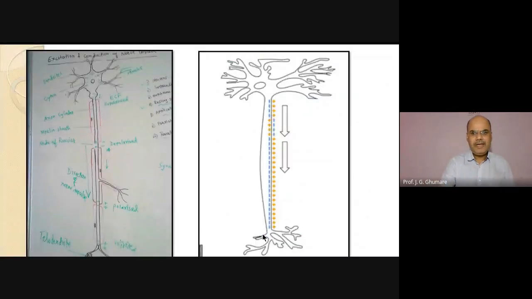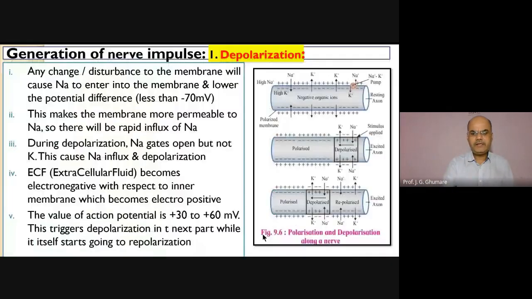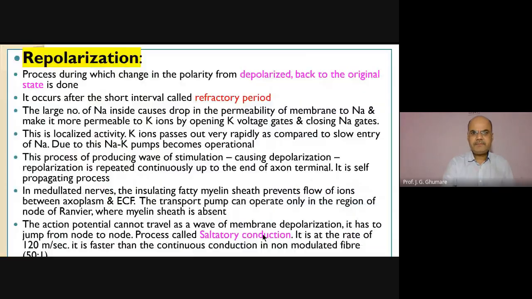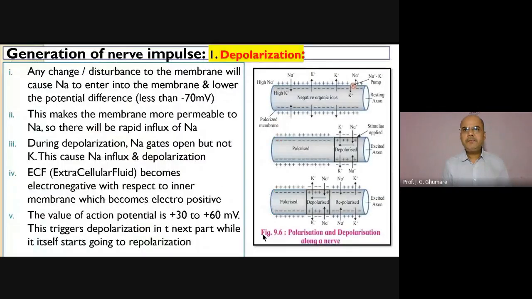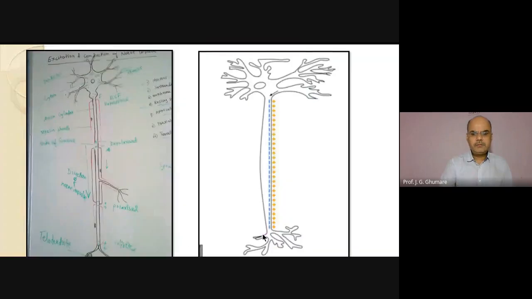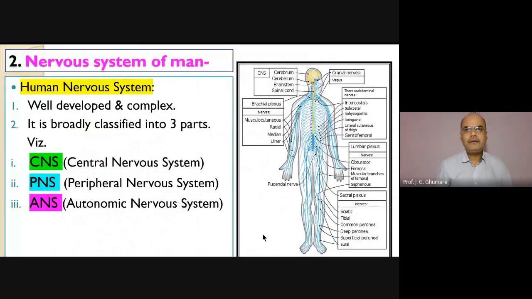Here I am showing, and that way the impulse will travel all the way from the cell body, the cyton, to the telodendria. This situation is called depolarization. And exactly the opposite will take place, where again the situation comes back to negative inside and positive outside. This is called repolarization. Make a short note on your own. This will be the homework: depolarization and repolarization. We'll stop here. We'll continue with the nervous system in man next time.